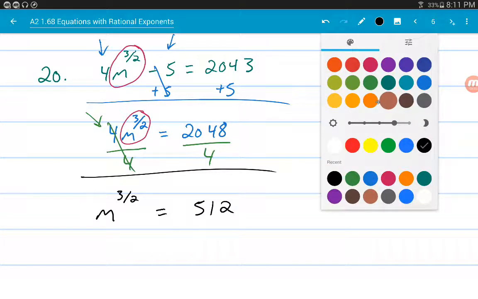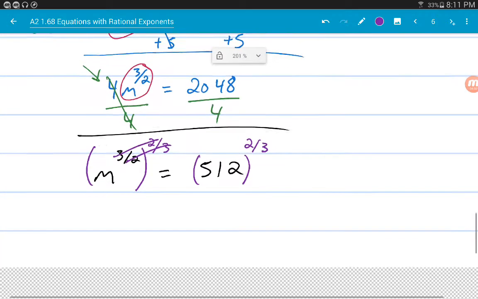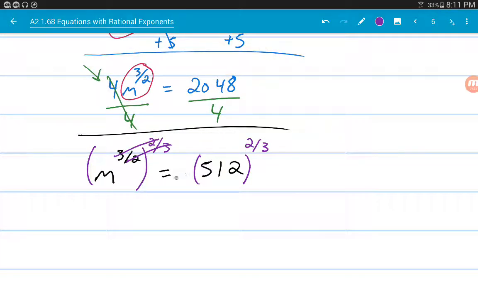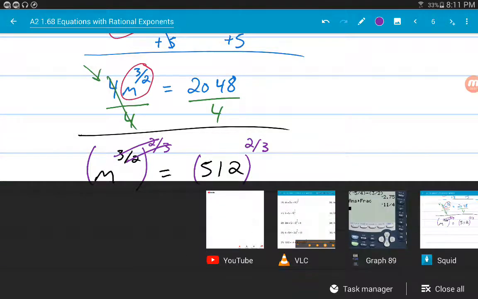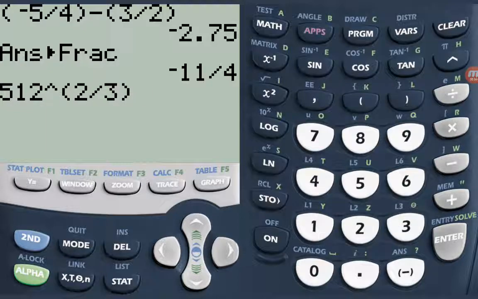Now, in order to get rid of this once it's isolated, I need to raise it to the reciprocal power, which means flipped, so raise it to the 2/3 power. Anything I do on one side, I have to do on the other. And these reciprocal powers will cross out. That was the big move. So what I get now is m is equal to 512 raised to the 2/3 power. I can do that manually, but it's easier to do in a calculator. So 512 raised to the 2/3 power, all fractions in parentheses. And I get that that is equal to 64.